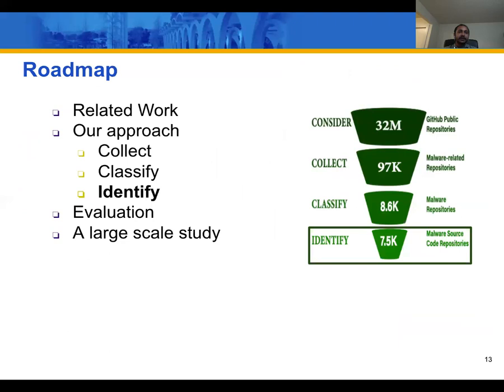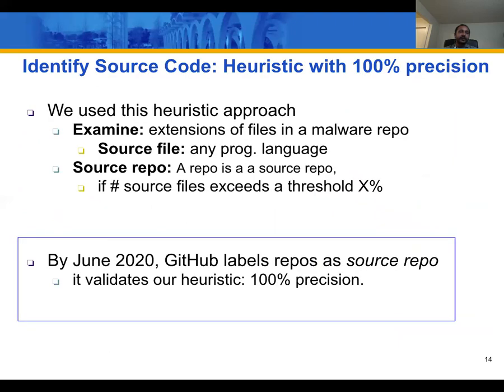And we have classified repositories into malware and benign. However, malware repositories may have both malware binary and malware source code, but our target is to get malware source code repositories. So in order to do that, we used a heuristic approach.